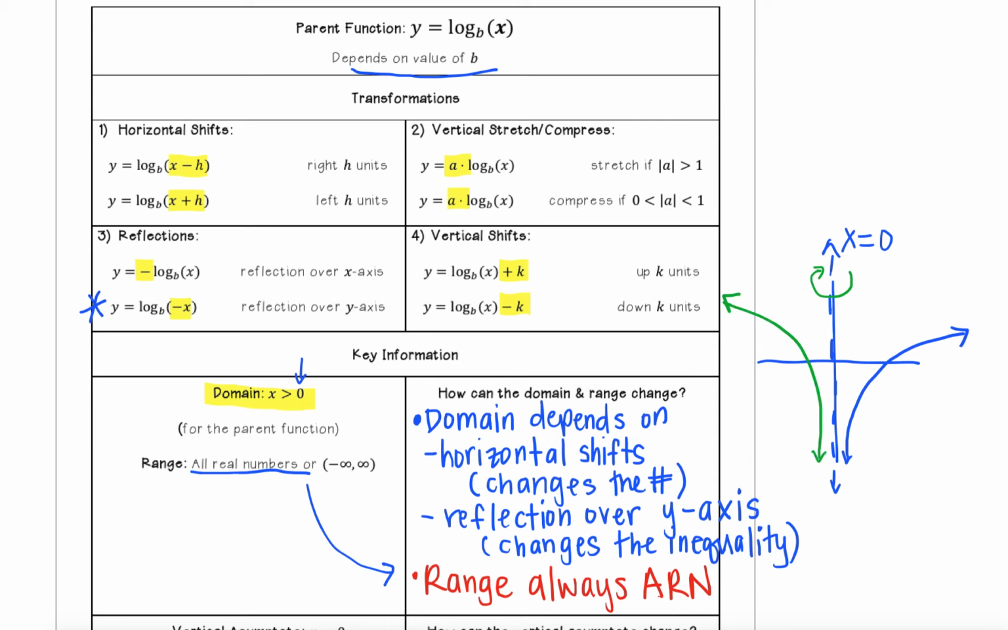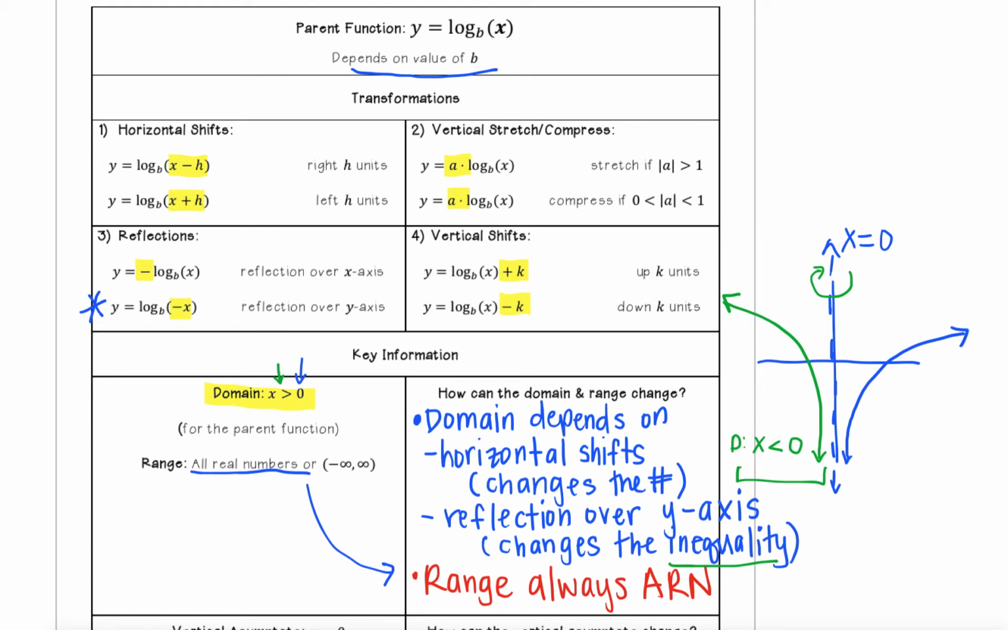that's now decreasing down to the right, and everything is to the left of the vertical asymptote versus being to the right. When this happens, our domain now is x is less than 0 since it's on the left side of our vertical asymptote. So a reflection over the y-axis then is changing the inequality sign for our domain.